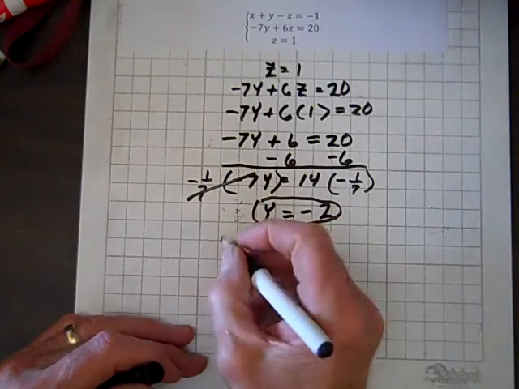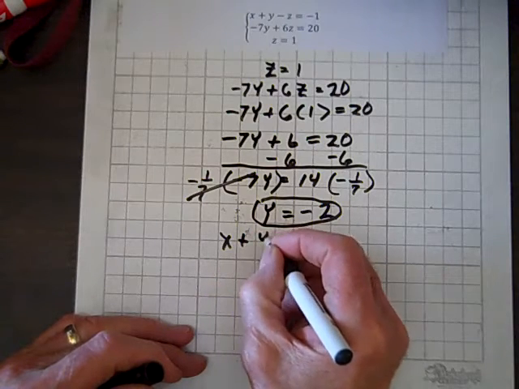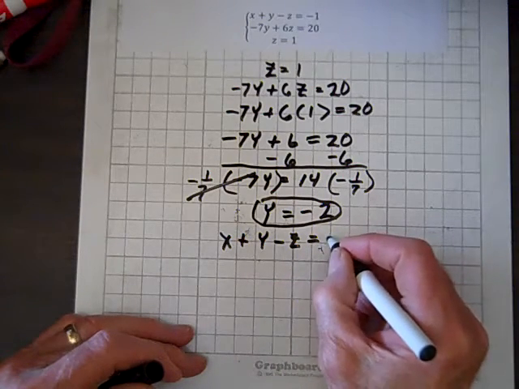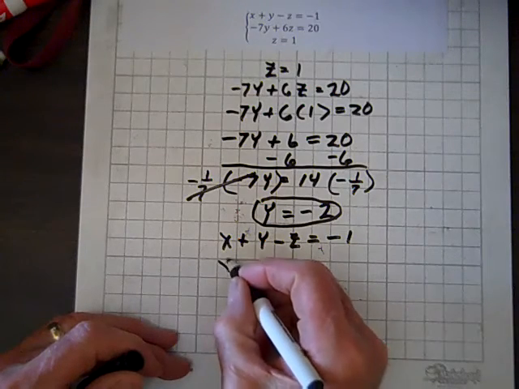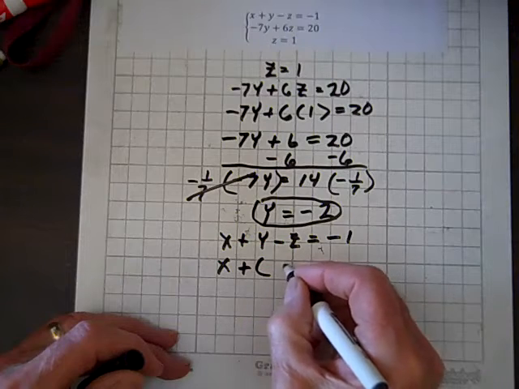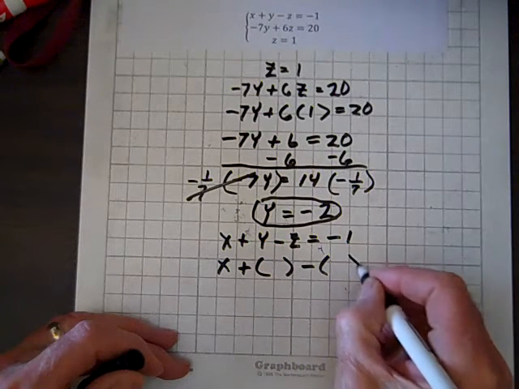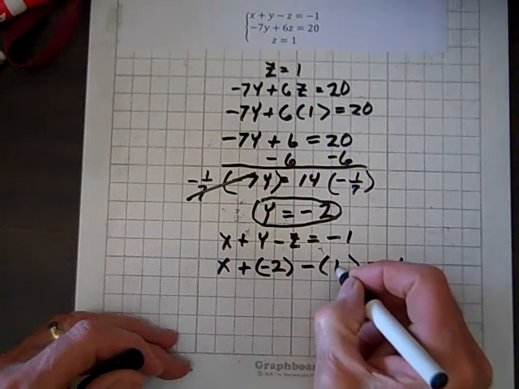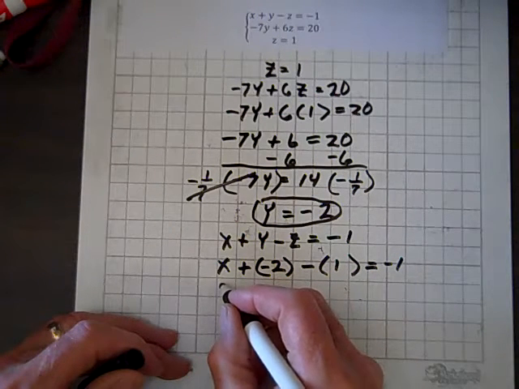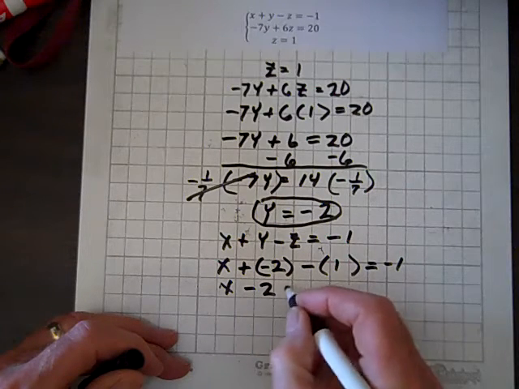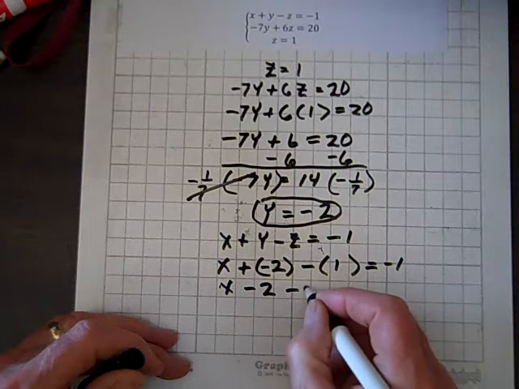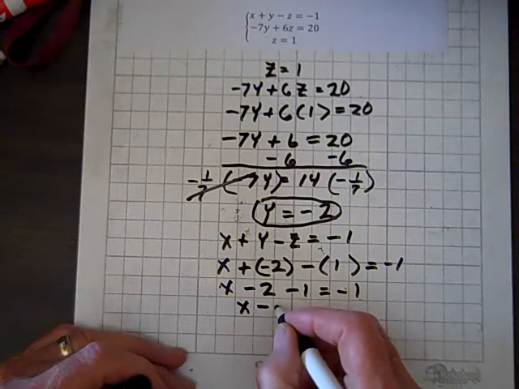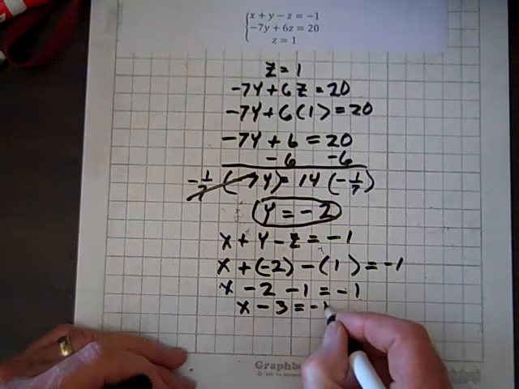So now let's go to the top equation where we have x plus y minus z equals negative 1. Now we'll leave x as x, we'll replace y with a pair of parentheses, minus, and z with a pair of parentheses, equals negative 1. So y is negative 2, z is 1. So let's keep going. So x minus 2, plus times a minus is a minus, minus 1 equals negative 1. So x minus 3 equals negative 1.